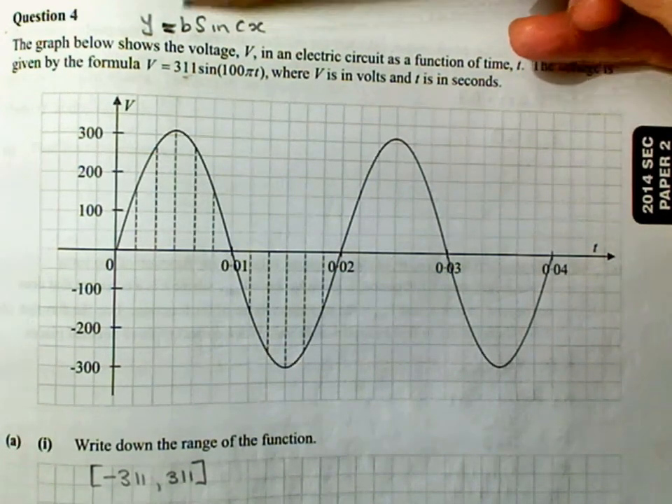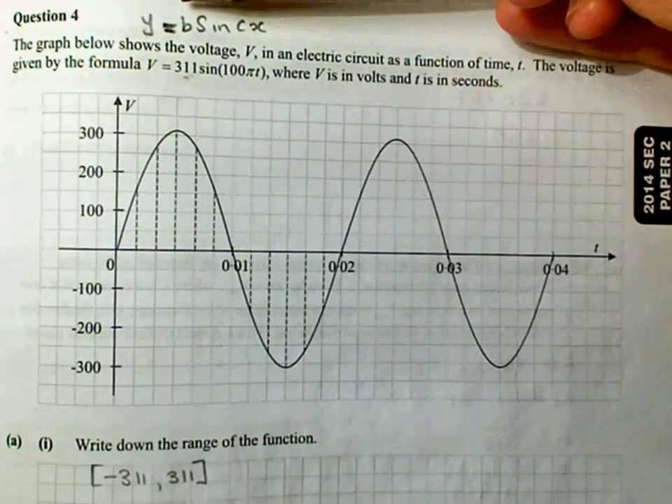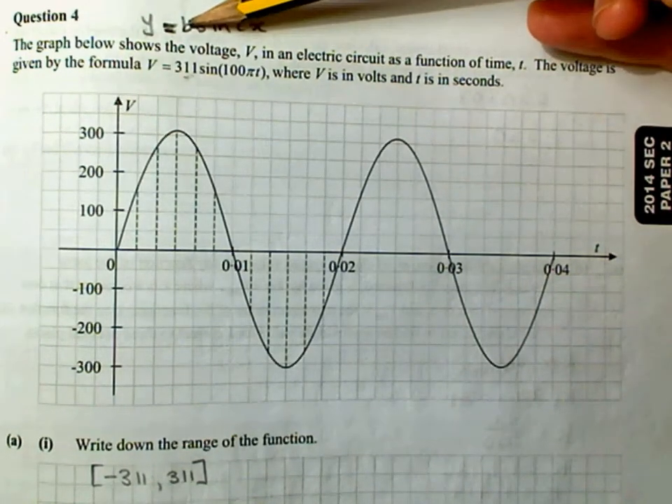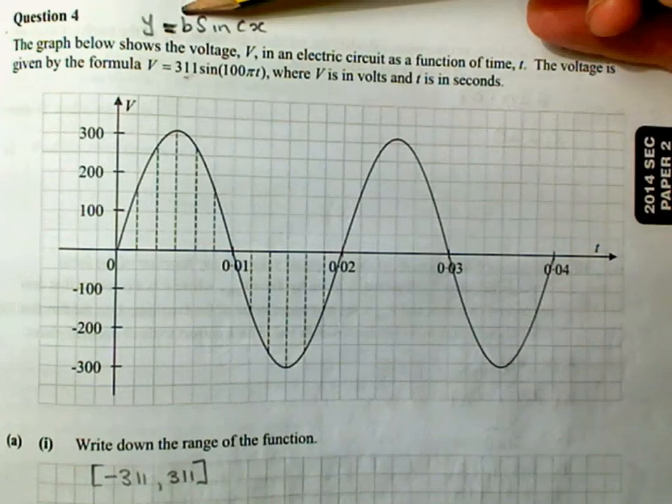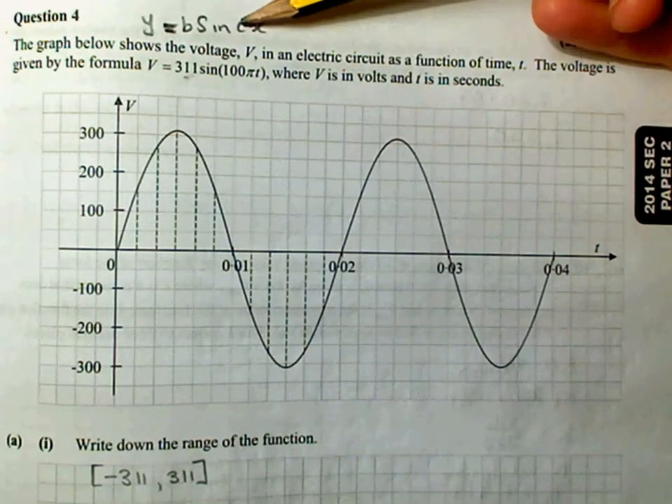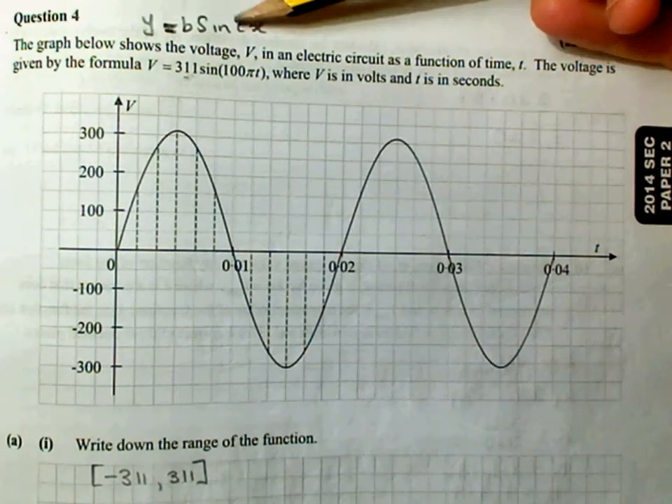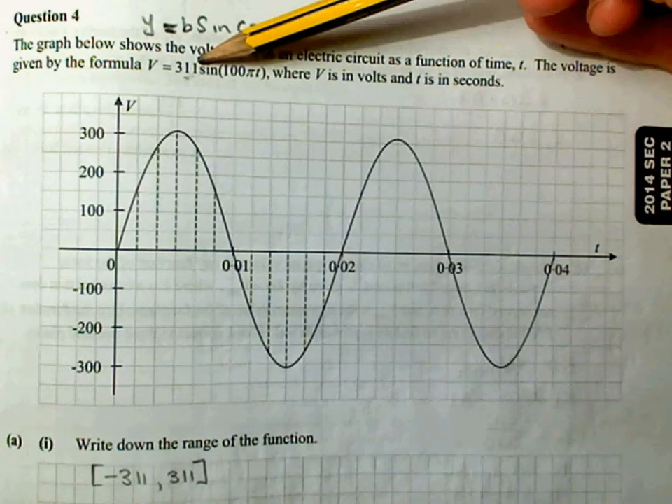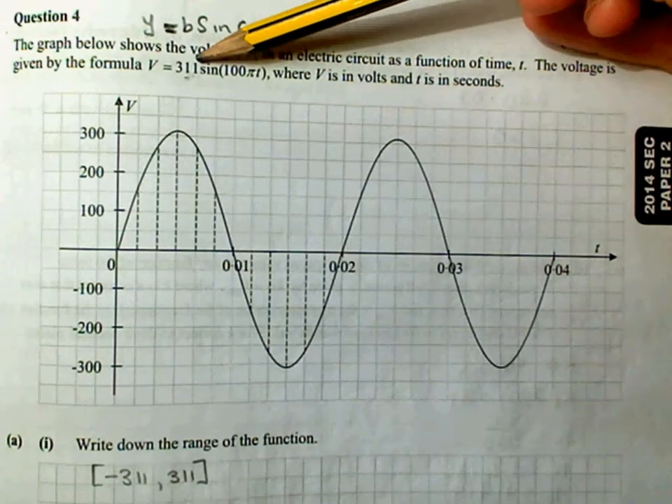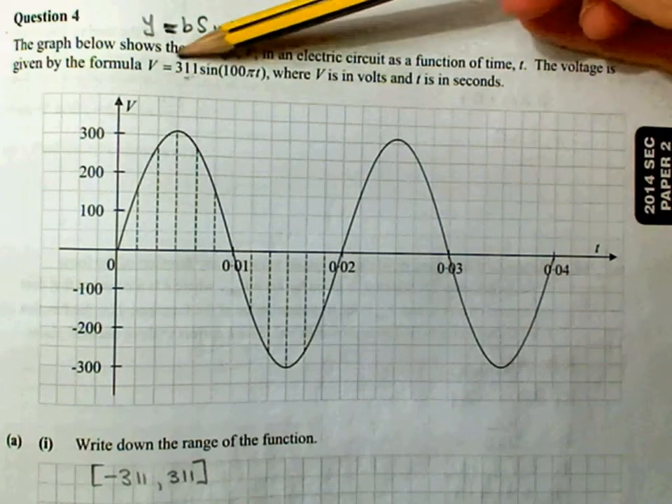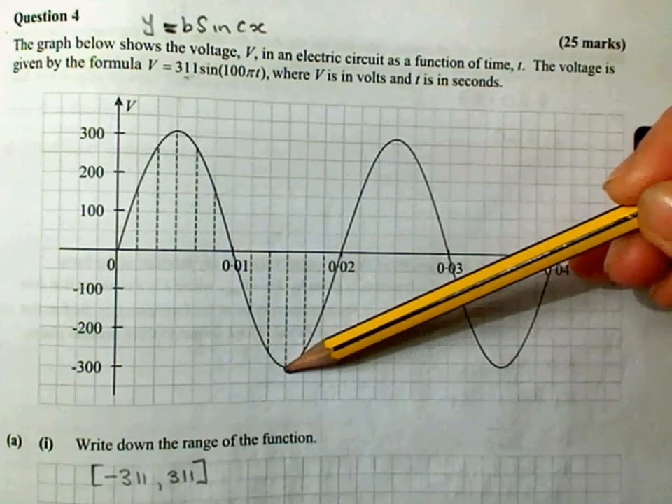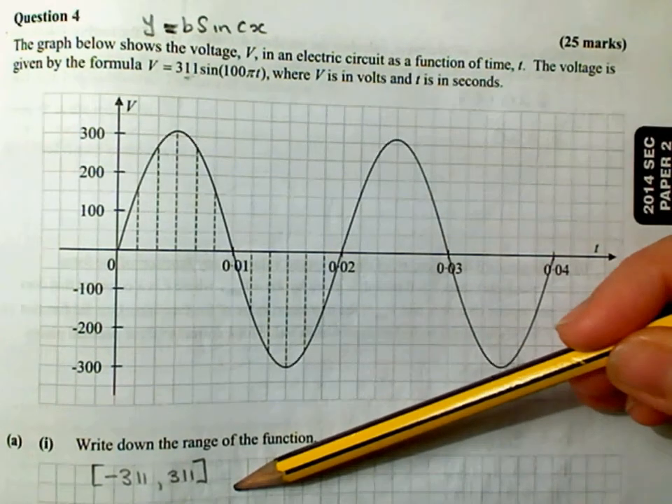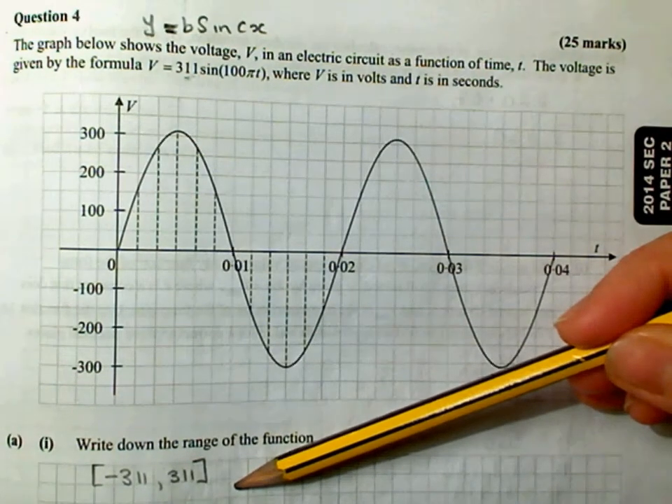Okay, so if we take a general form of our function, y equals b sine cx, b will be able to read off the amplitude or the range of the function, and the c is linked into the period of the function. So in this case, we can see that 311 is going to be our amplitude, so the range is going to be minus 311 and plus 311, as can be seen here in A part 1.